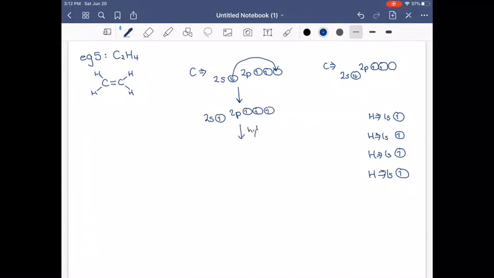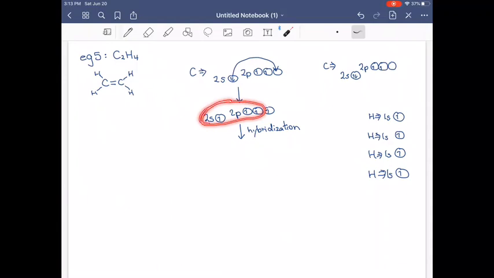Followed by hybridization. But we're not going to hybridize everything. What we are going to hybridize is just these 2. Sorry, these 3. Now, you may be thinking, why do I want to hybridize these 3? Well, let me show you. We want to create something that looks just like this. So we're just going to hybridize these 3. We're going to leave this as a p orbital. So let's do hybridization. Let me just draw that down.